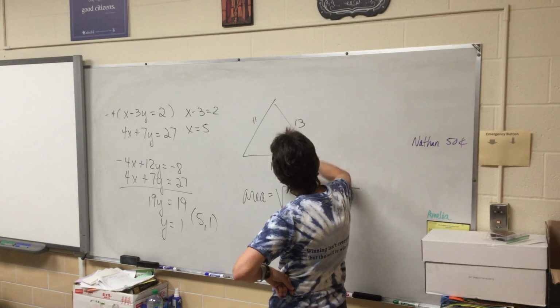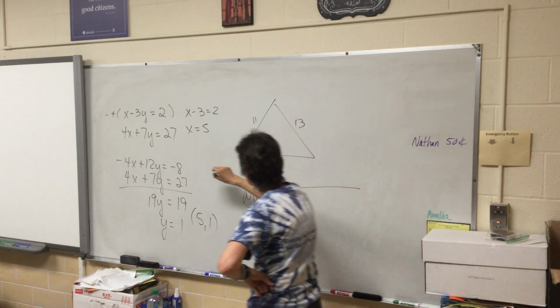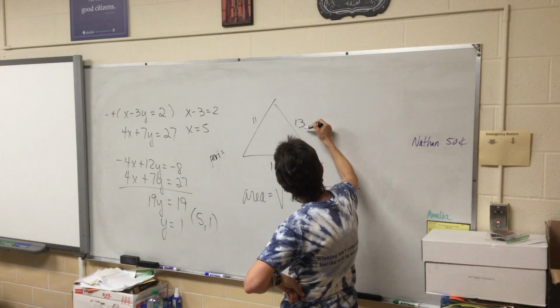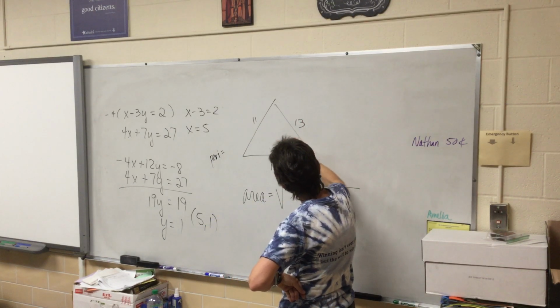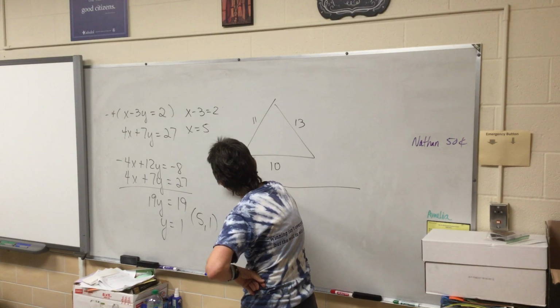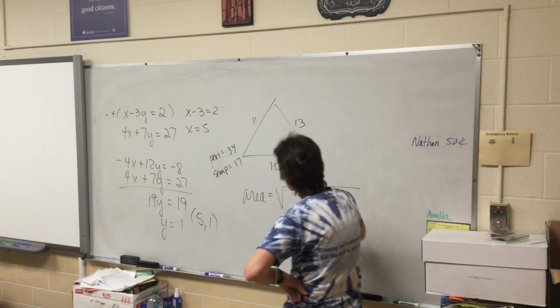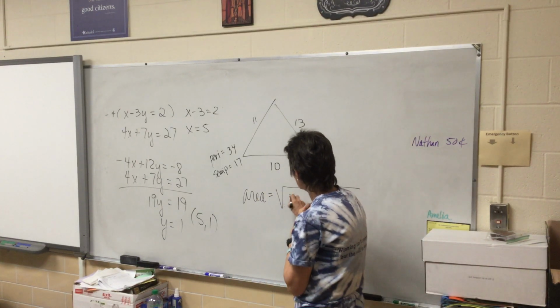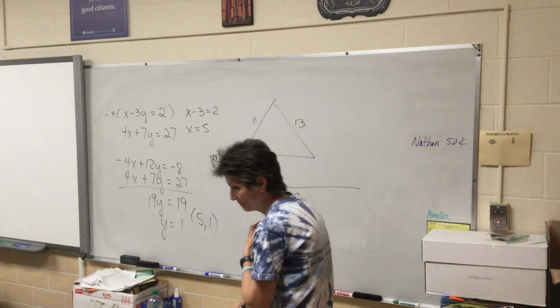So we start by finding the perimeter of the triangle. We're just going to add all these up. Let's see, 24, 34. So the semi-perimeter is 17. We take half the perimeter.